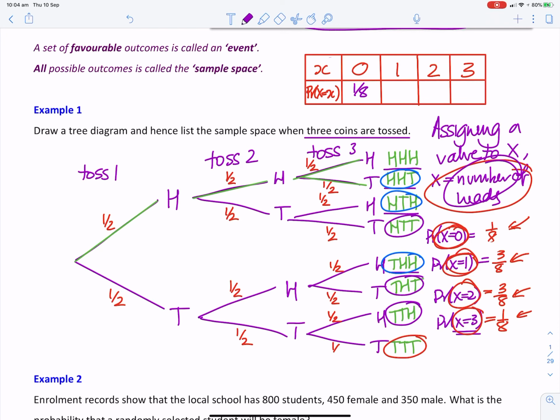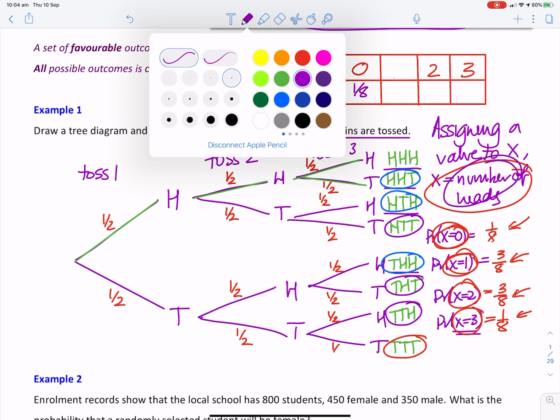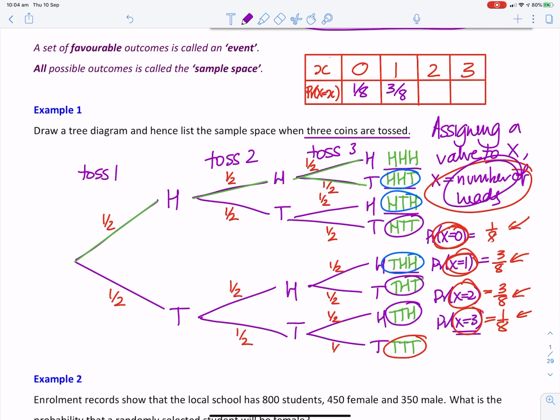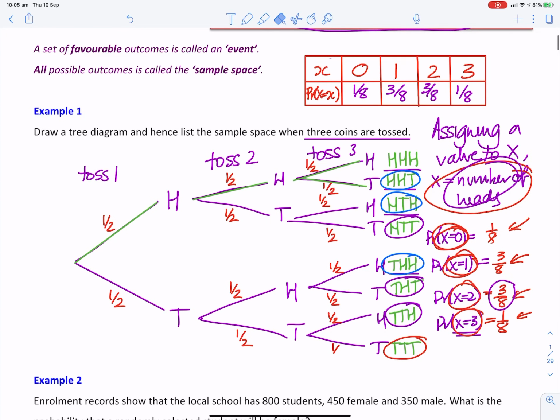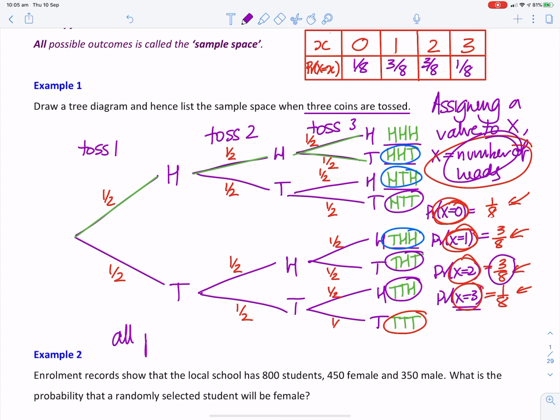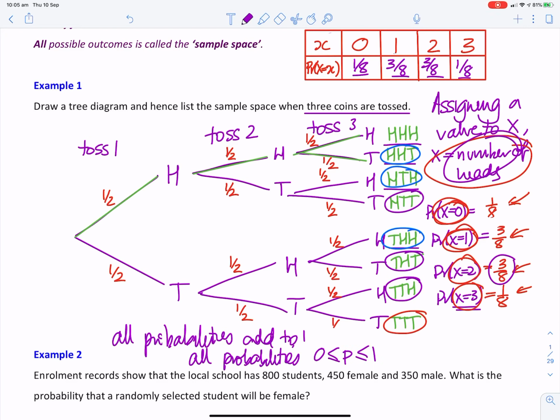The probability that x is equal to 1 is 3 on 8. The probability that x is equal to 2 is 3 on 8. And the probability that x is equal to 3 is 1 on 8. So if you add from left to right, it adds to 1. We can say this is a discrete probability distribution because all probabilities add to 1 and all probabilities are greater than or equal to 0. They can't be negative. Actually, they can only be between 0 and 1.